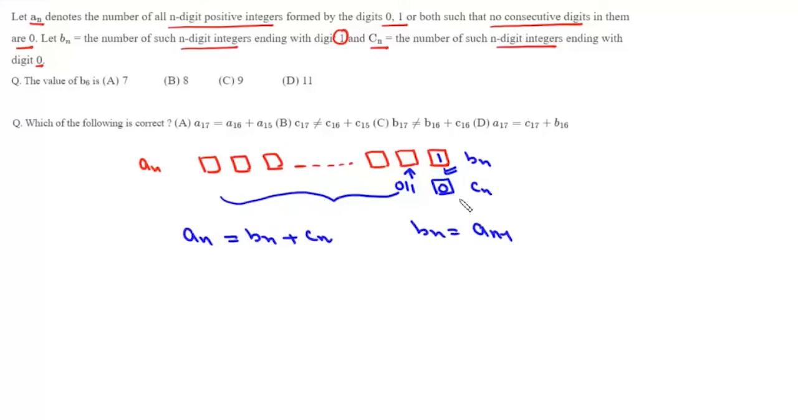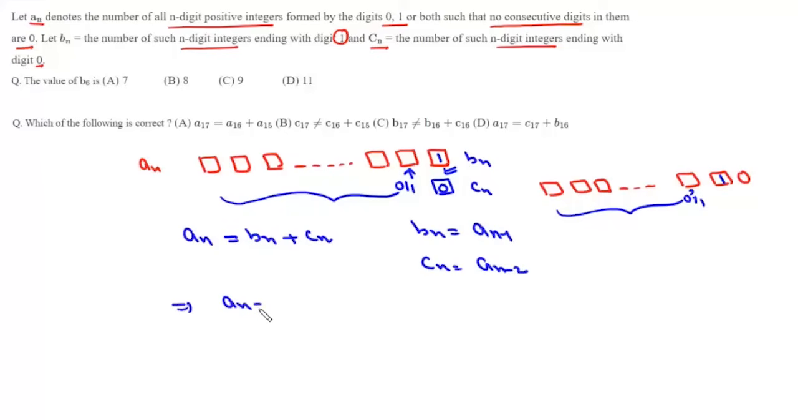Now if we look at this second arrangement, we have the last digit as 0, and if the last digit is 0, then the penultimate will be 1. Now this one could be either 0 or 1. So it is nothing but An minus 2. So this Cn is nothing but An minus 2.